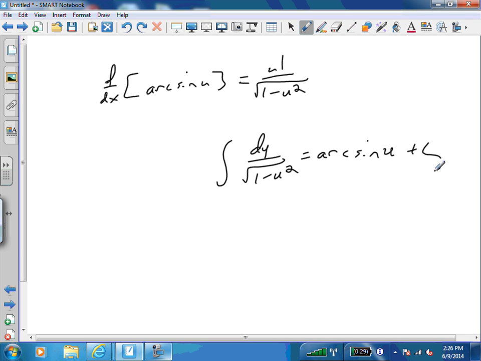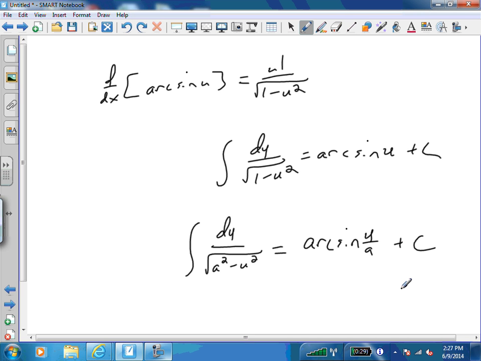but where in the derivative this was always 1, in the integration formula it turns out we could have different numbers there. So if that number varies, then we basically divide u by that plus c.